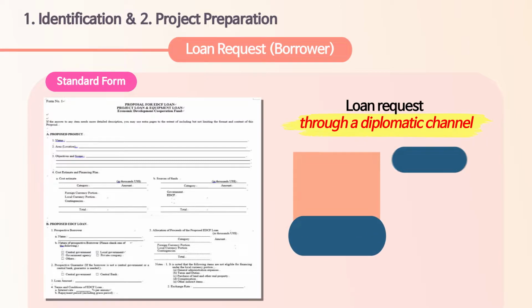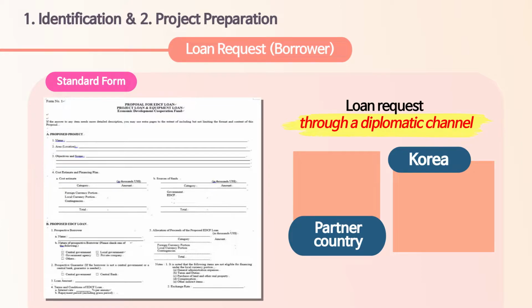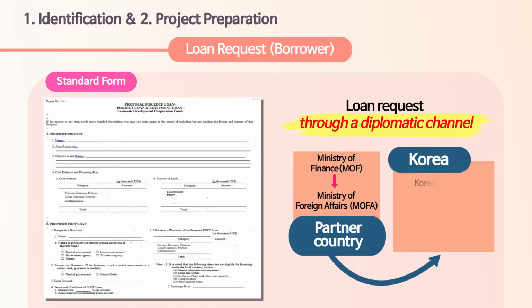We have described how this diplomatic channel works in a diagram for your understanding. First, the borrower officially submits the loan request to your country's Ministry of Foreign Affairs. Then, the document is delivered to Korean Embassy in your country, who will transfer the request to Ministry of Foreign Affairs headquarters in Korea. Finally, the request is forwarded to the Ministry of Economy and Finance of Korea. Now, preparation for the project is finished. Let's move on to the project appraisal stage.